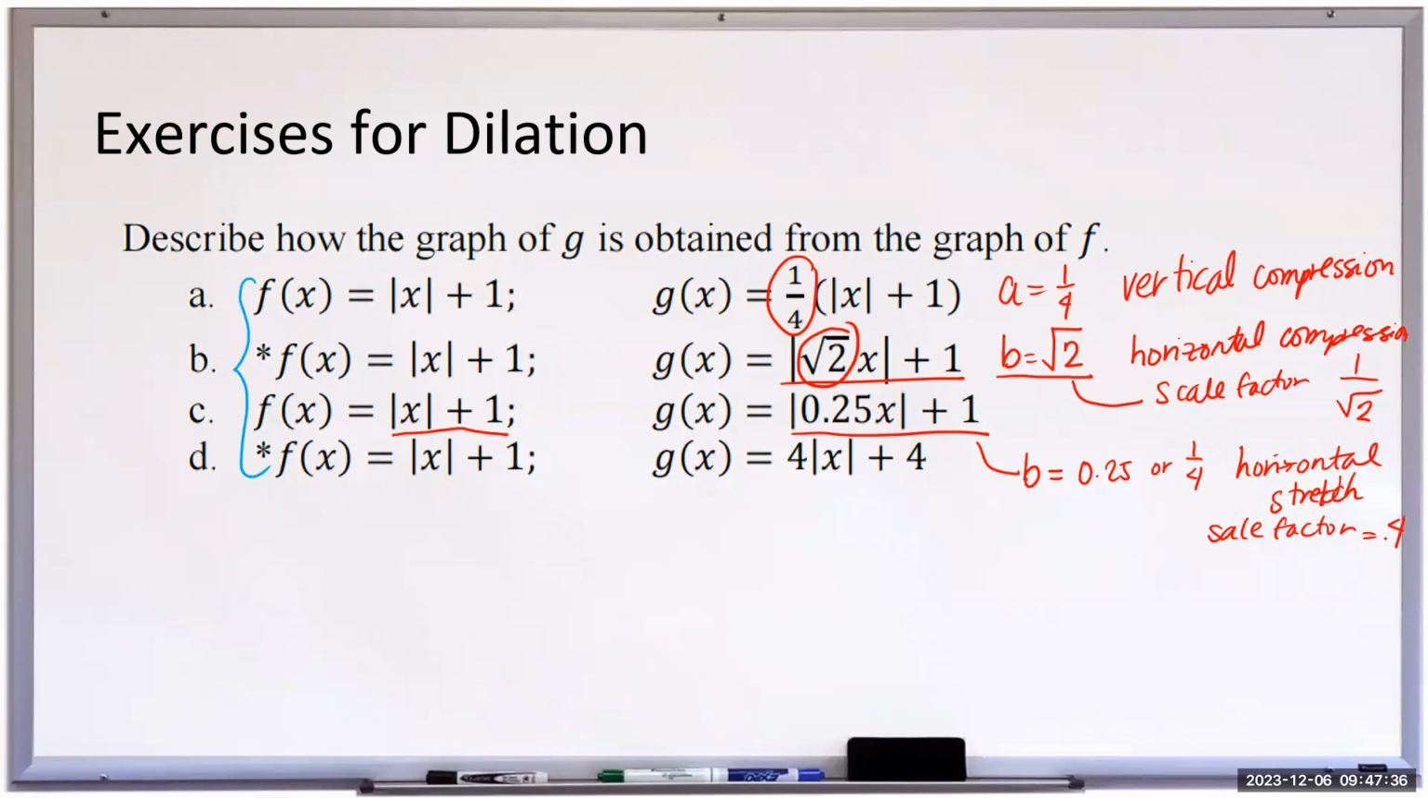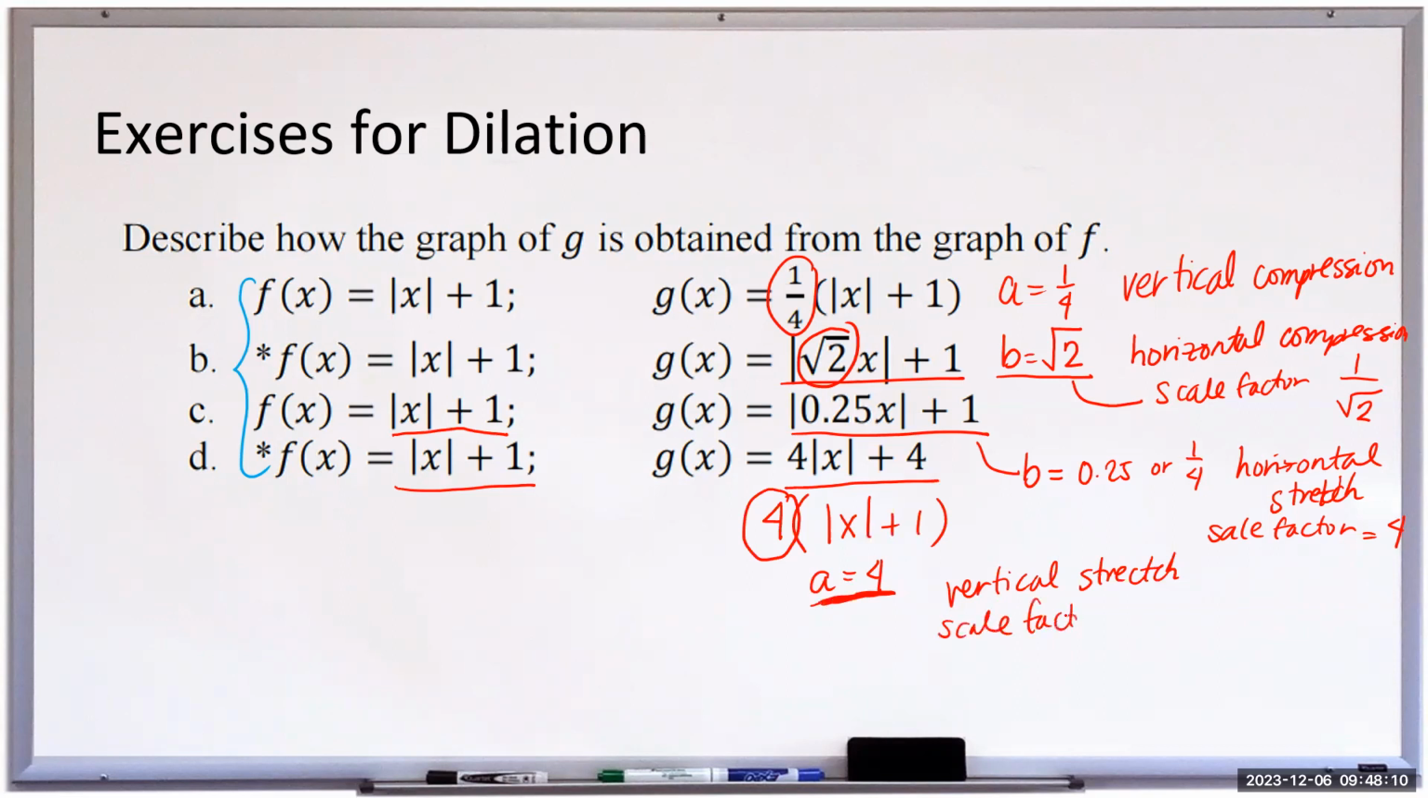Okay? And for the last item, this is your original, this is your transformed. So essentially, we have here 4 times the absolute value of x plus 1. So yung multiplier natin na 4 ay nasa labas. Therefore, a is equal to 4, and a is greater than 1. Therefore, this is a vertical stretch. If there is vertical dilation, then the scale factor is automatically the value of a. So no need to get the reciprocal. Okay?